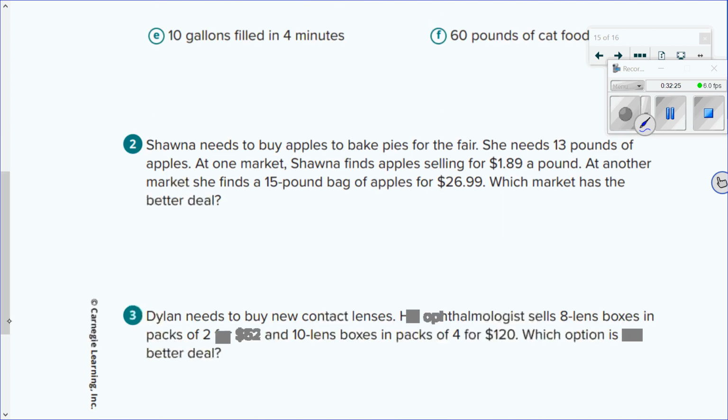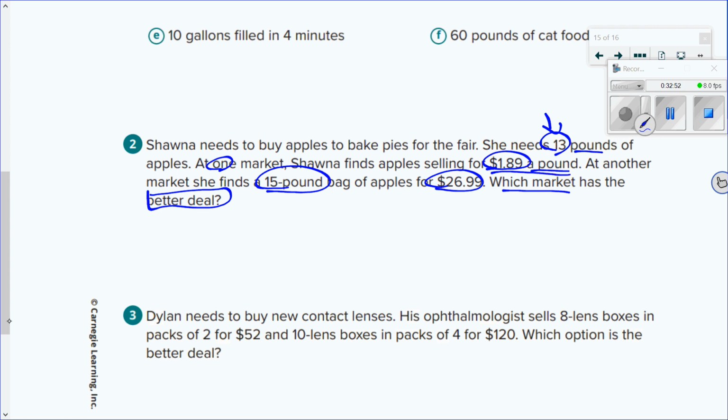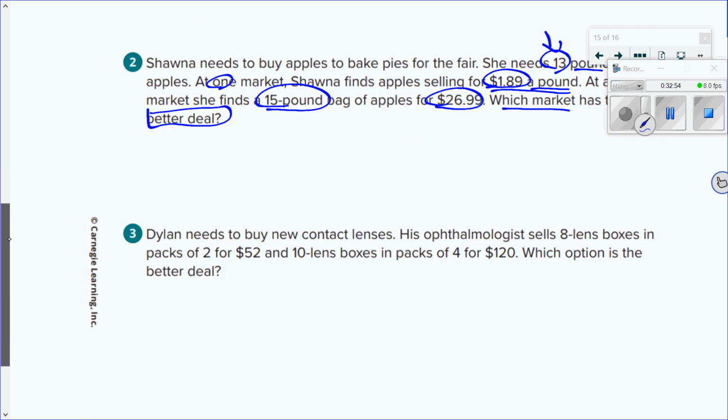Second one. No. Shauna, she needs 13 pounds. At one market, she finds selling for $1.89 a pound. At another, she finds a 15-pound bag for $26.99. Which market has the better deal? So, does this really matter? No, it doesn't. They just want the unit rate for each one. This one's really nice because they gave it to you. So really all you have to do is the 15-pound bag.